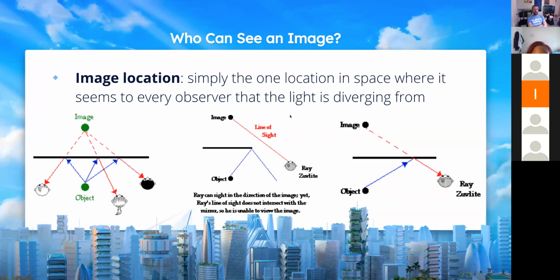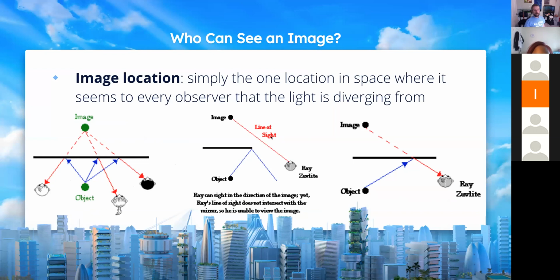So another way of phrasing this is that the image location is simply the one location in space where it seems to every observer that the light is diverging from. So it doesn't matter where you are, doesn't matter your frame of reference, from any observer that can see the object in the mirror, the image will appear to be in the same place for every observer.